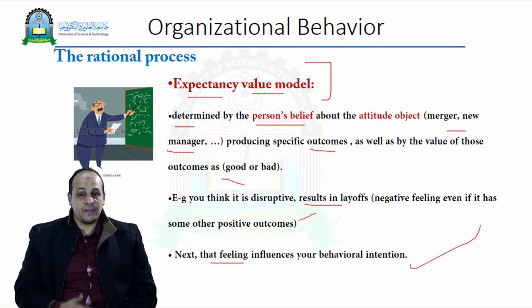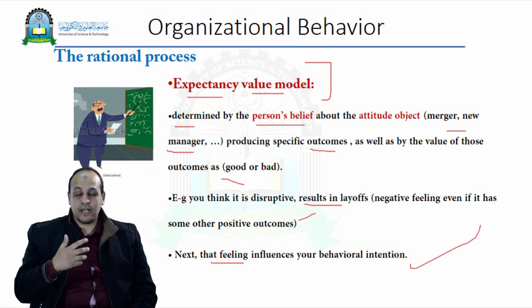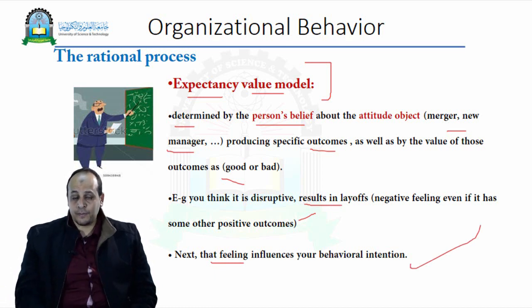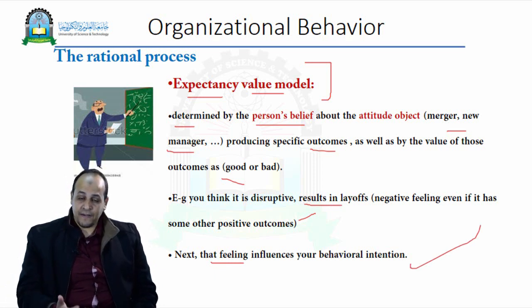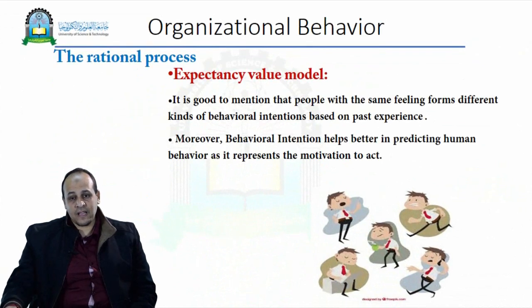So that's why we call it the rational process. We systematically think about the object according to our own experience, which may be either right or wrong according to the person himself. And that will affect our own feelings and eventually our behavior. So expectancy value model can also have some kind of expectations and can also have some kind of differences here.